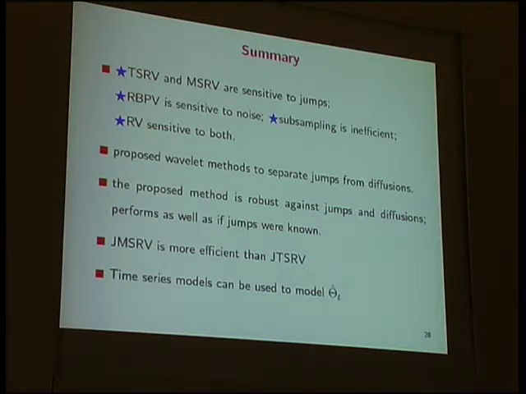So we propose various methods to separate jumps from diffusion, and our proposed method is robust against jumps and microstructure noise. It performs as well as if the jumps were known to you. And with jumps, the multi-scale is always more efficient than two scales, particularly in the case of high microstructure noise. In the case of low microstructure noise, two scale could work even better sometimes, depending on what you believe.